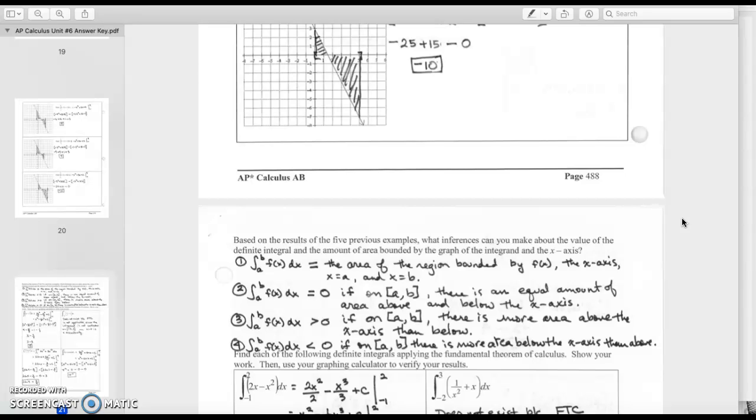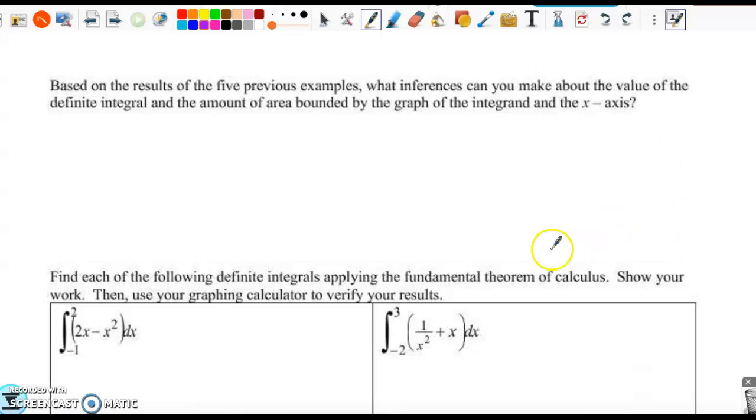If the integral equals 0, then the area above the curve would be equal to the area below the curve, so everything cancels out. And then number 3, if you get a positive area, that's greater than 0, then there's more area above the x-axis than below. And on the flip side of that, if you get a negative answer, less than 0, then there's more area below the x-axis than above. So there you have it.